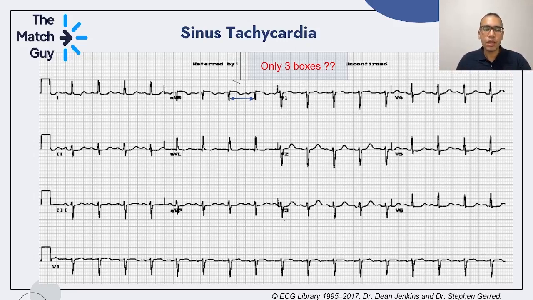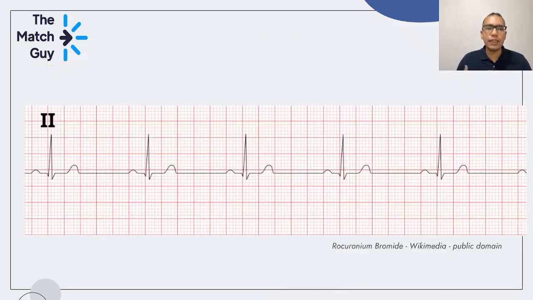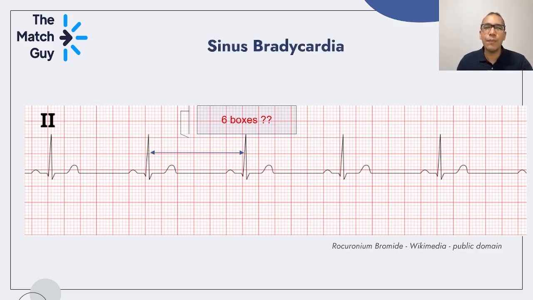Okay? Now, let's look at this one and tell me what do you see here. Pause the video if you need time to think about it, but you should easily notice that there are 6 large boxes between the QRS complexes, meaning that the rate is slow and that this is bradycardia. And again, look at the P wave. Every P wave is followed by a QRS with a regular rhythm. So this is sinus bradycardia.